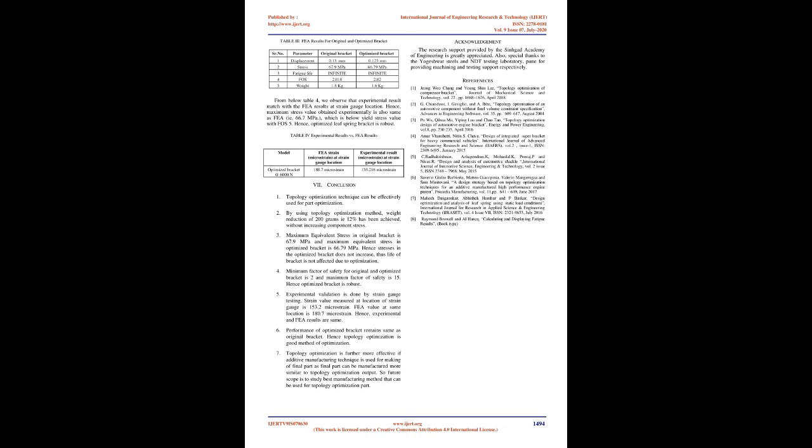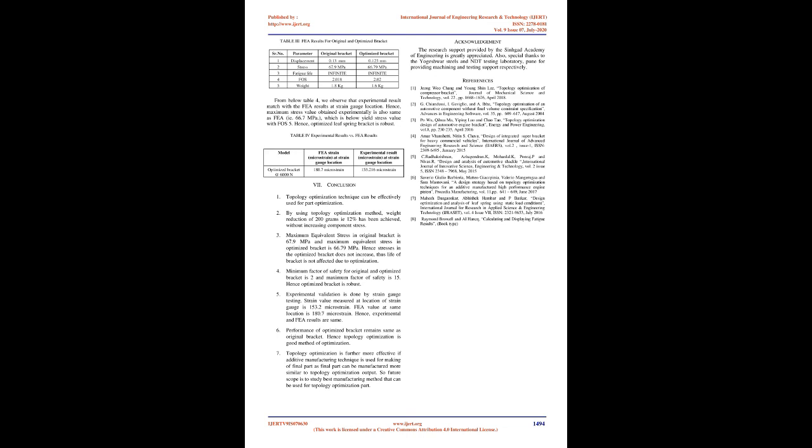4. Minimum factor of safety for the original and optimized bracket is 2 and maximum factor of safety is 15. Hence the optimized bracket is robust. 5. Experimental validation is done by strain gauge testing. The strain value measured at the location of the strain gauge is 153.2 microstrain. The FEA value at the same location is 180.7 microstrain. Hence, experimental and FEA results are the same. 6. Performance of the optimized bracket remains the same as the original bracket. Hence topology optimization is a good method of optimization.